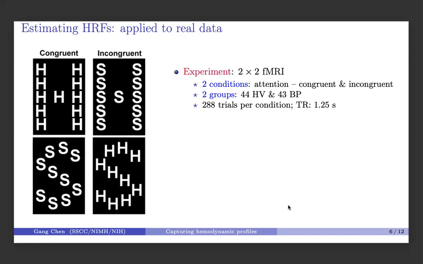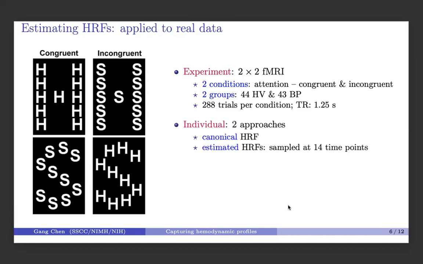So those are the 2 conditions. Then we have 2 groups of individuals: 44 healthy volunteers and 43 with bipolar disorder. So that's the 2x2 design. Then there are other parameters. The TR is 1.25 seconds, which is shorter than usual. There are about 300 trials per condition. So those are the experimental parameters.